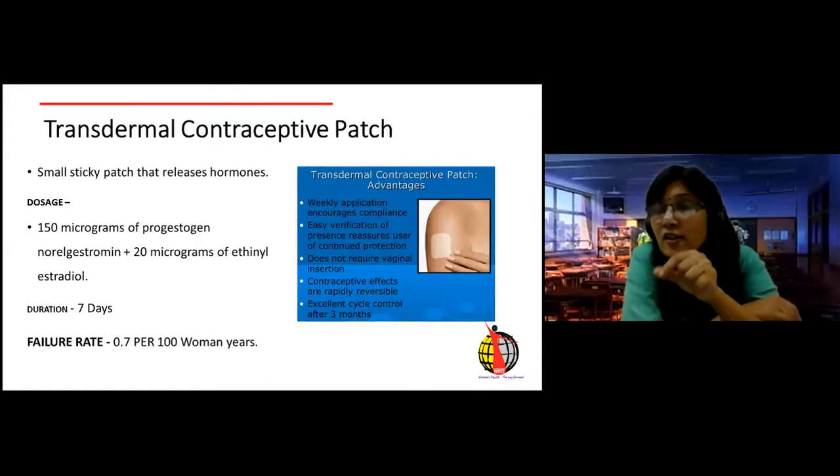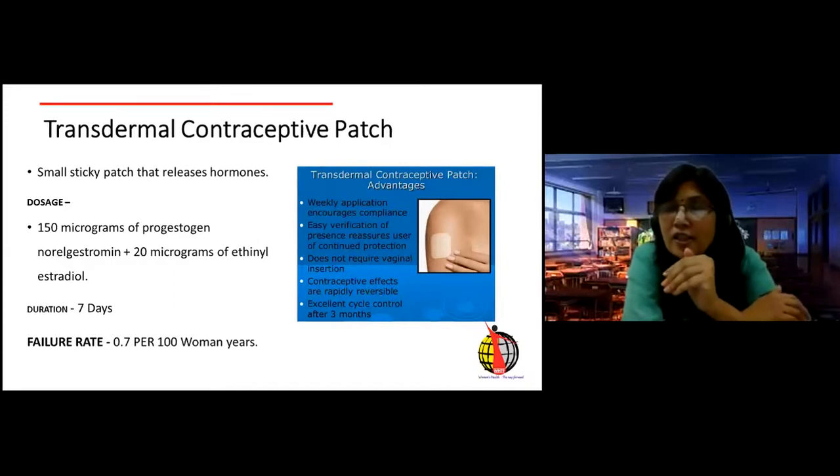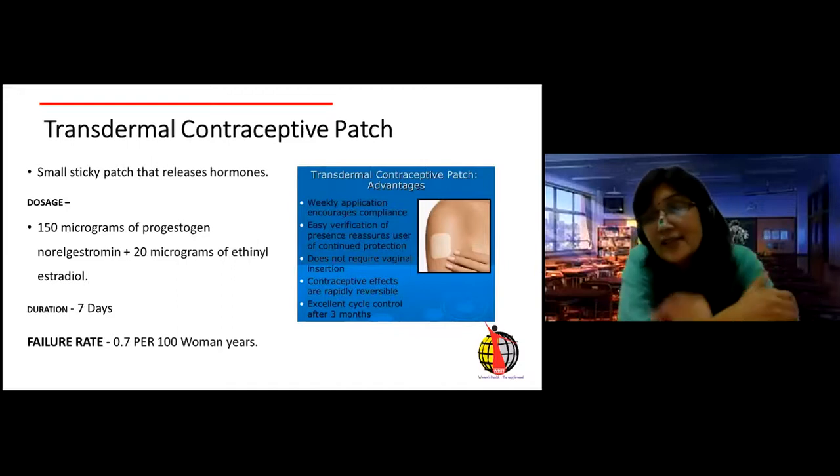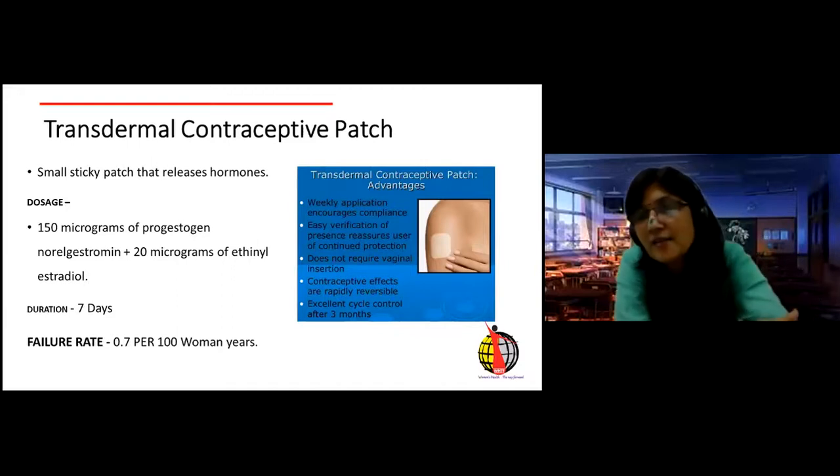Because the patch is seen on the arm or whatever body part the user is applying it to, it assures her that there is continuous protection, no need for any vaginal insertion, and it is reversible, and excellent cycle control is there with the transdermal patch.